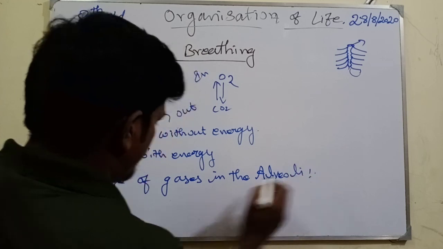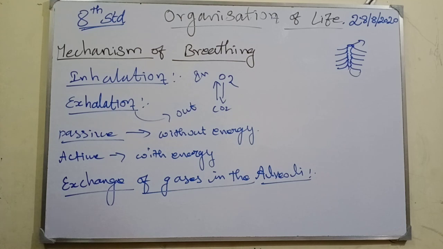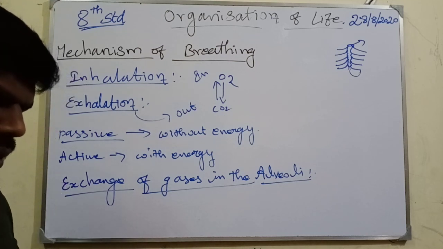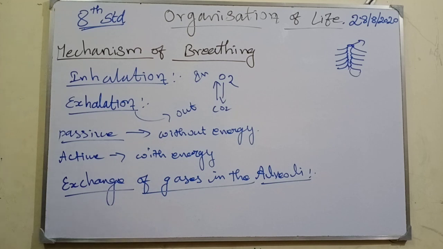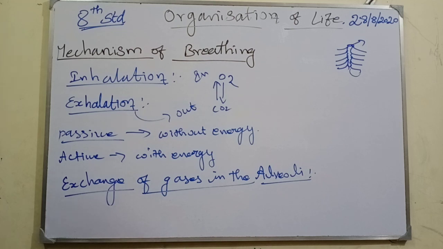Alveoli. See, the content of oxygen in the inhaled air in alveoli is more than in the blood flowing through the capillaries. Very simple. They say the content of oxygen is higher in the inhaled air in the alveoli than in the blood flowing through the capillaries.